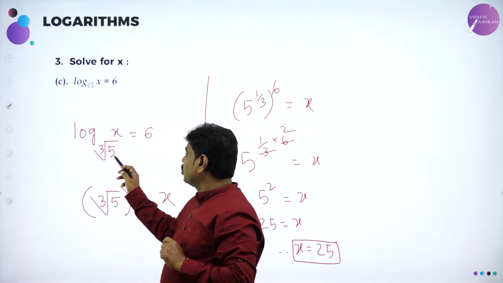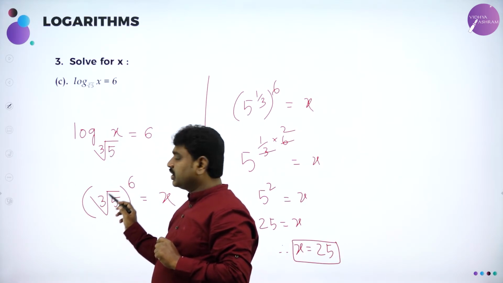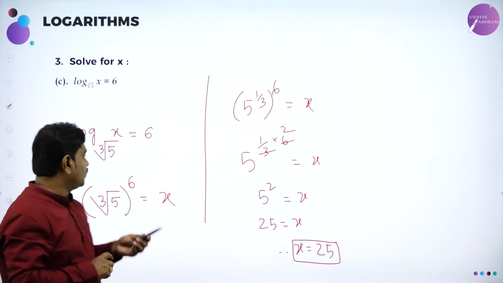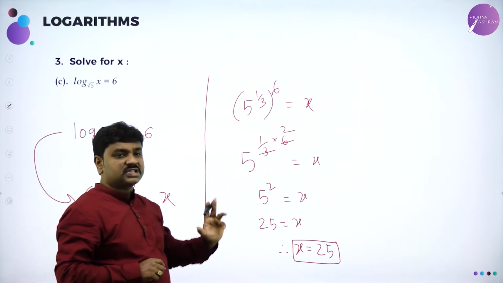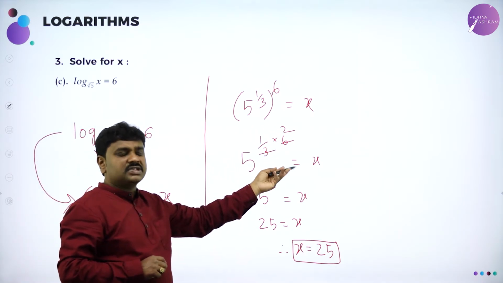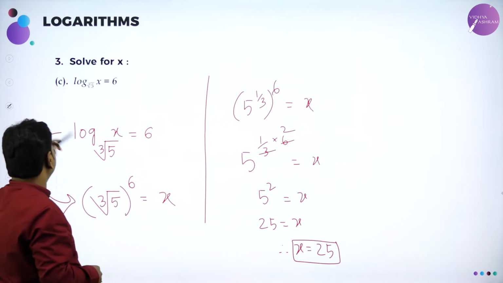Here cube root of 5 can be written as 5 power 1 by 3 whole power 6. First convert the logarithm to the exponential form. Then from the exponential make the bases same. Here we have only one side base, so we will get the variable directly.